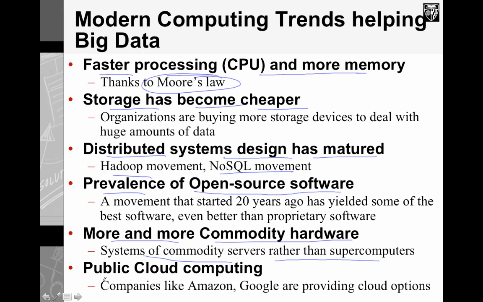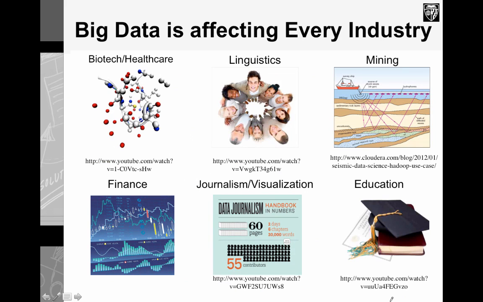We're also getting into this era of public cloud computing, this elastic computing, this computing as a utility service, where companies like Amazon, Google are providing cloud options where we can grow on demand. So all these things put together are allowing us to do big data processing much better today in the modern world. Big data is affecting every industry.